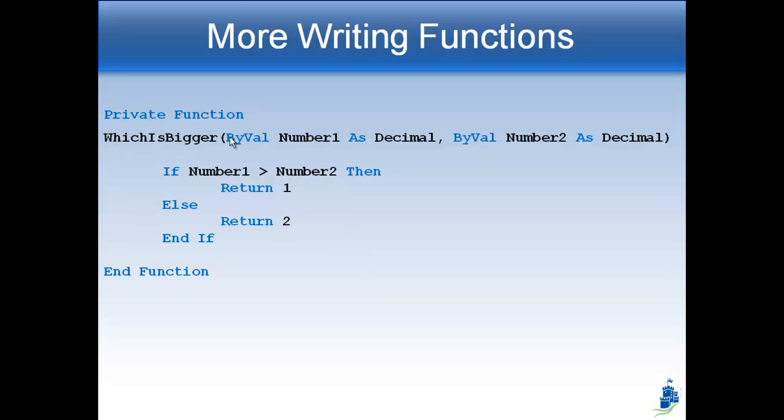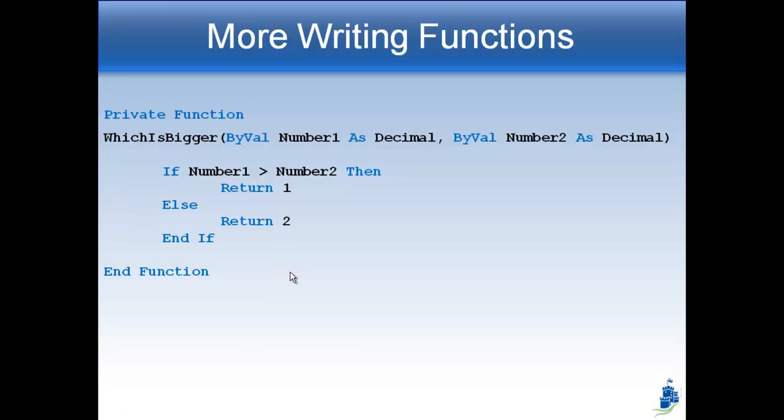So this is the general idea of this function. It's called which is bigger, that's the name of it. And we pass it two arguments, number 1 as a decimal and number 2 as a decimal, with a comma in between. It determines whether number 1 is bigger than number 2, and if it is, it returns the number 1, like the digit 1. And if number 1 is not bigger than number 2, then it returns the digit 2.